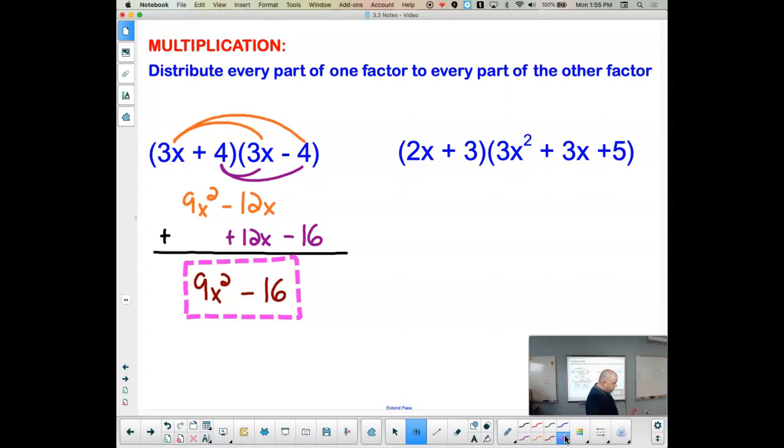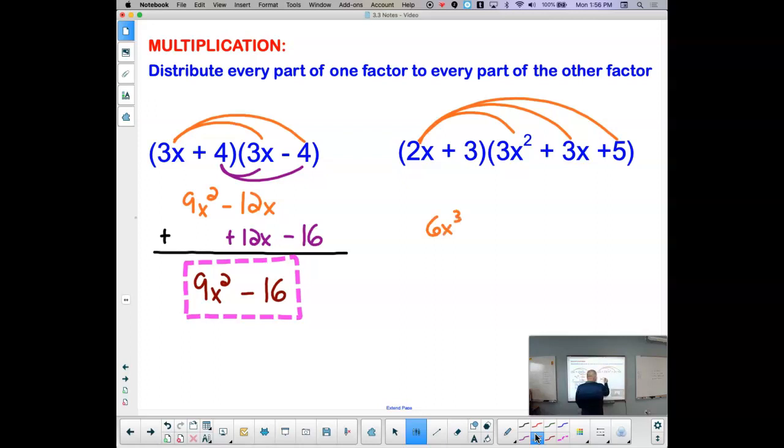Binomial times a binomial. I would be okay with you doing that work in your head, but with some larger numbers, you might have to write it out. Binomial times a trinomial, or possibly even a trinomial times a trinomial, we need to write out our work here. So 2x needs to go in to all of those parts.